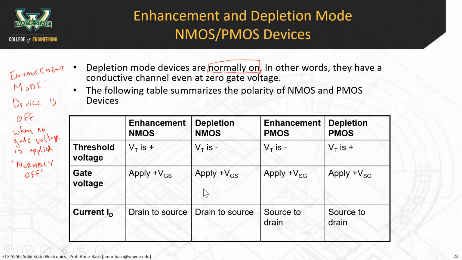All right. So what that means is that, if we were to draw what this type of device might look like, let's say you have an NMOS device like this.